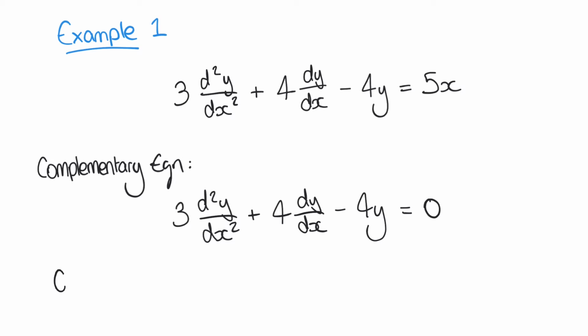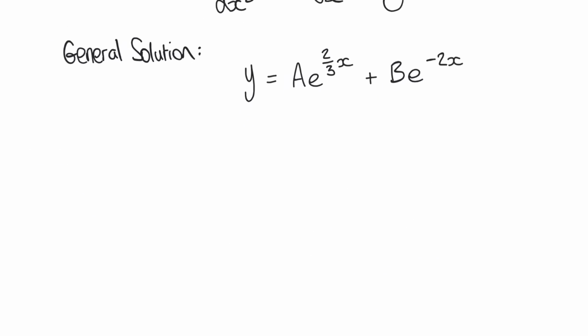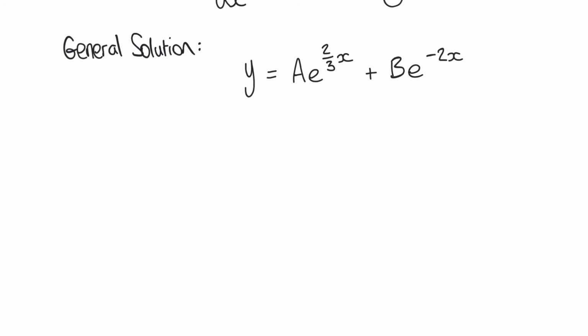So if you're not sure about how to go about solving this particular homogeneous equation, it's worth going back to that previous video. But we found that y equals A e to the power 2/3 x plus B e to the power minus 2x. That was our general solution for y in terms of x for this particular equation.